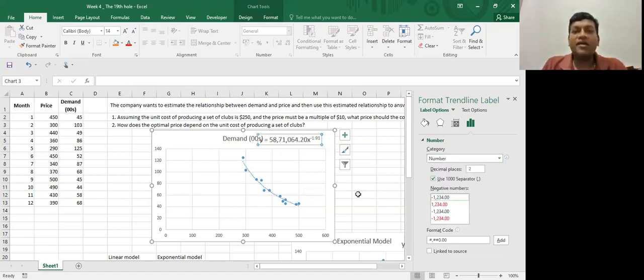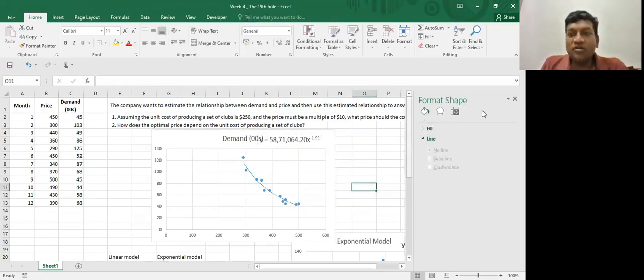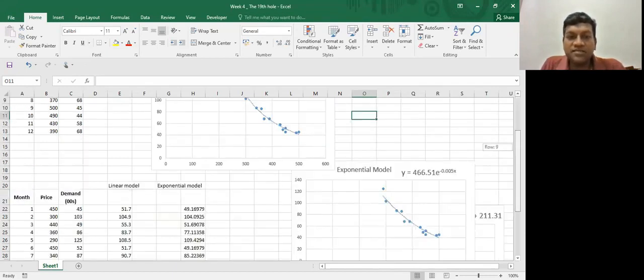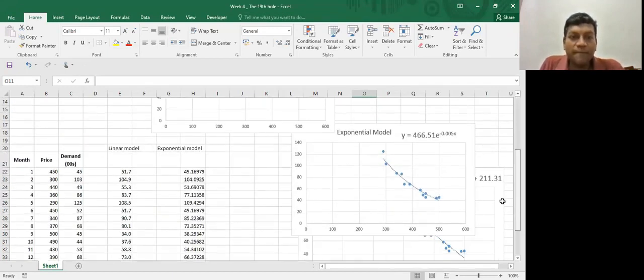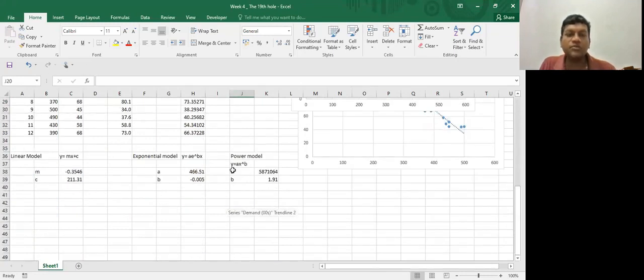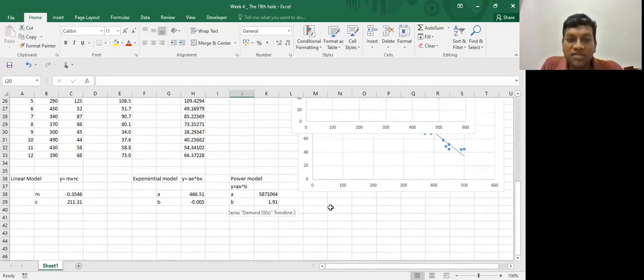Okay, all right. So we now have the three models. Now using this equation, let us build the power model. So did we get the equation right? Okay, the power model is here. Y is equal to ax raised to b. A is 58,71064. B is 1.91. I hope those numbers are right.